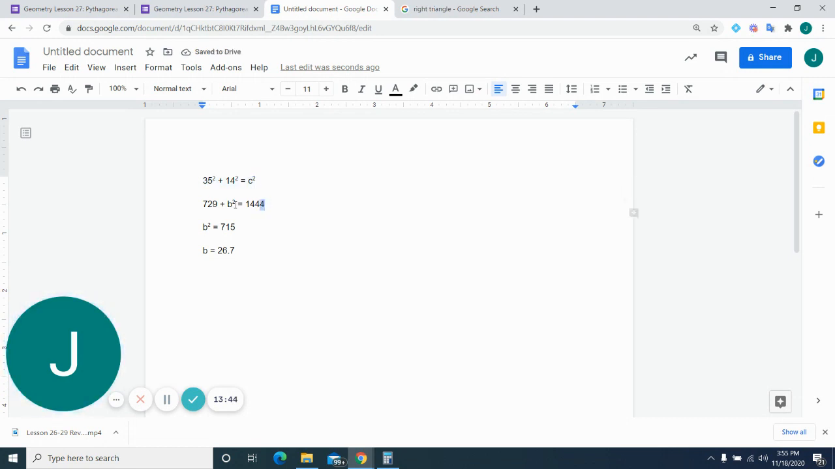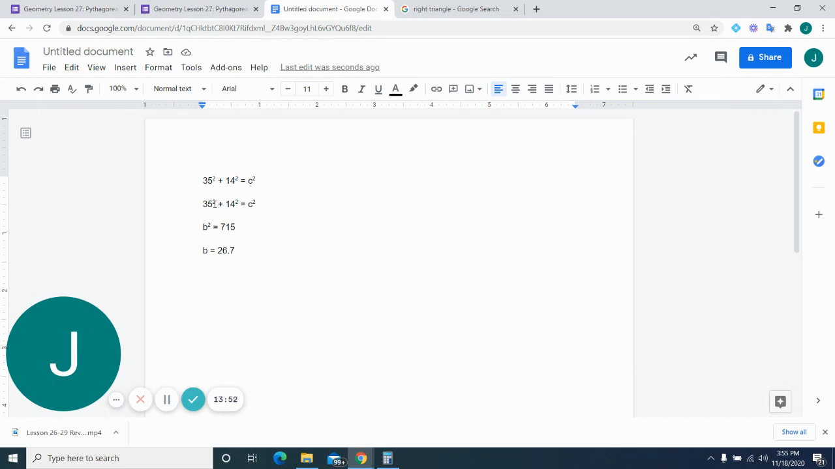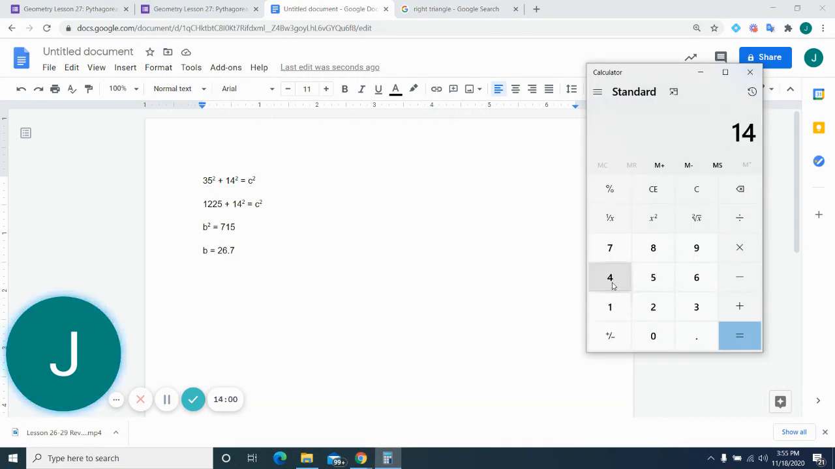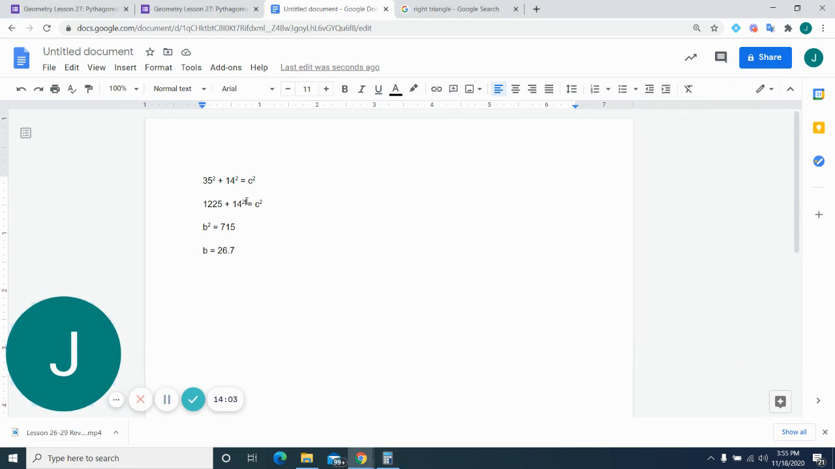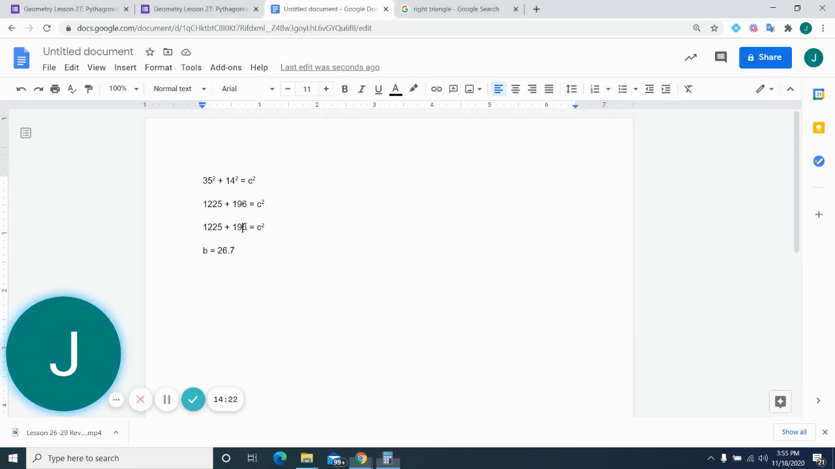So then let's just solve each thing we know. 35 squared, 1225. 14 squared. 14 squared is 196 equals C squared. So then this time there's no subtracting necessary. You just got to add what's on the left. So 1225 plus 196 equals 1421.